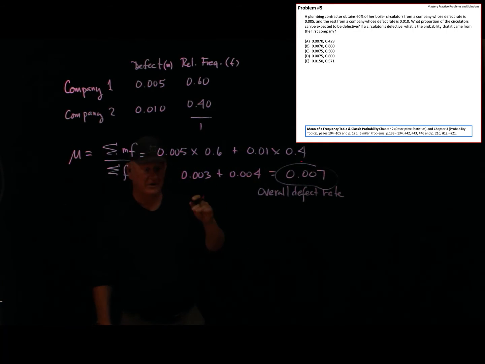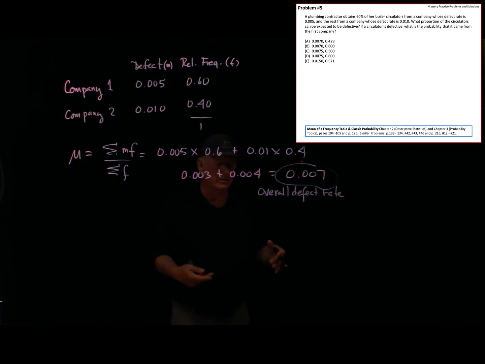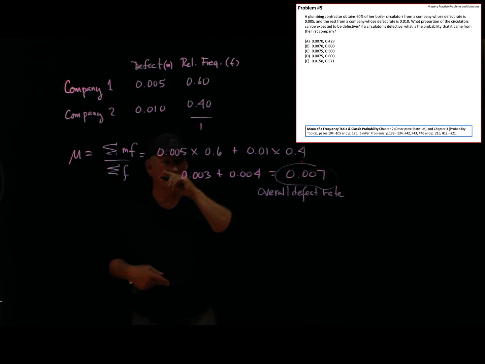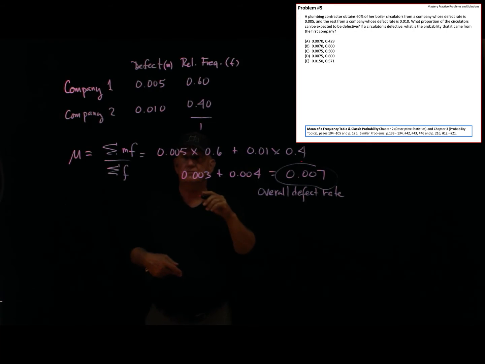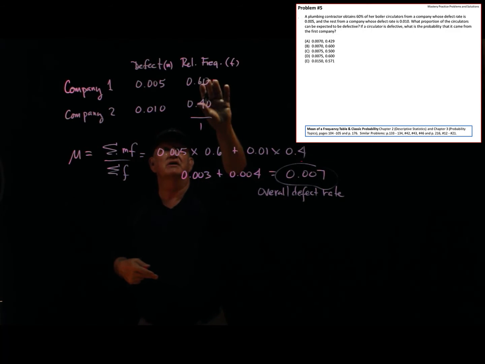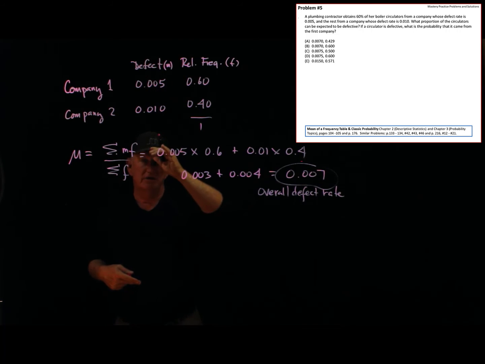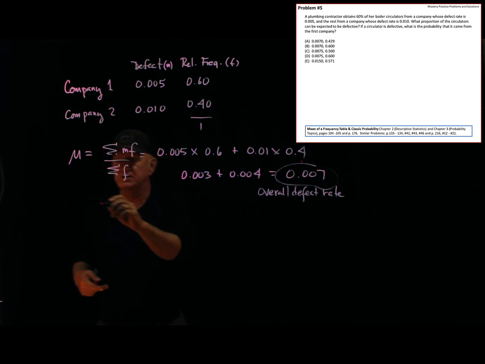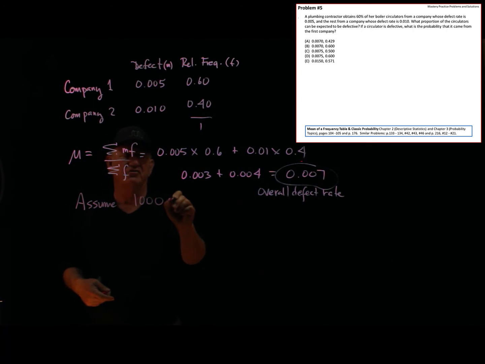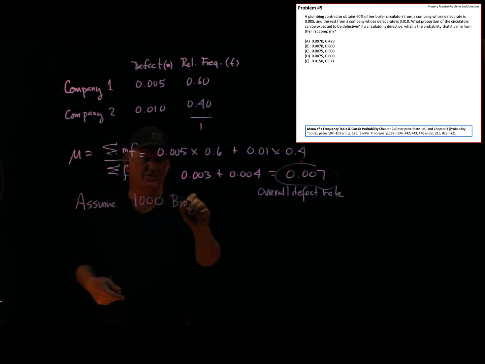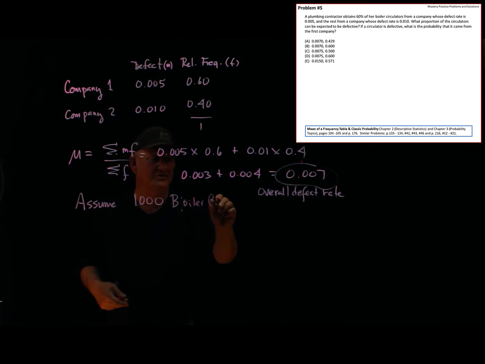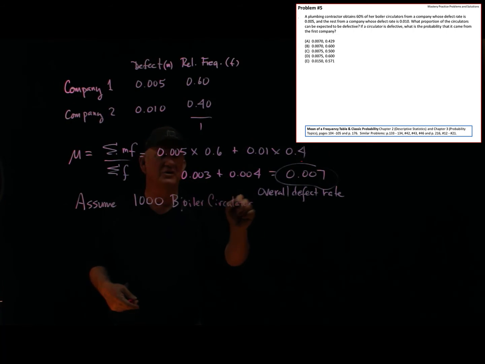Now, the second question said, if you find a boiler that is defective, what's the chance that it came from company 1 or company 2? So, another way to do these probability problems when nothing shows up except for percentages is to pick a number. Pick a number of boilers. Let's assume that there are 1,000 boilers. Not boilers, circulators. You know, boiler circulators.